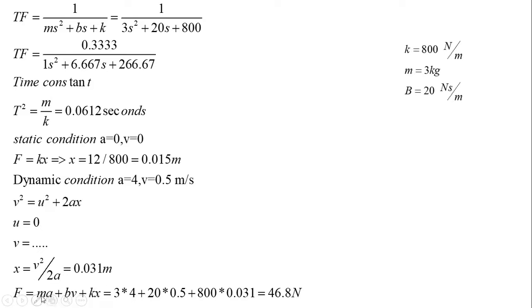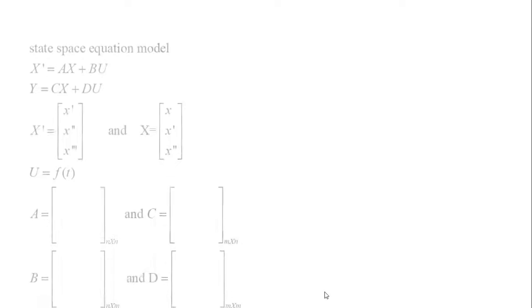Hence, by knowing the value of x, you can find out the dynamic force. The net force acting on the system is the force due to the mass, force due to the damping, and force due to the stiffness. If you put these values here, the final answer you get is 46.8.